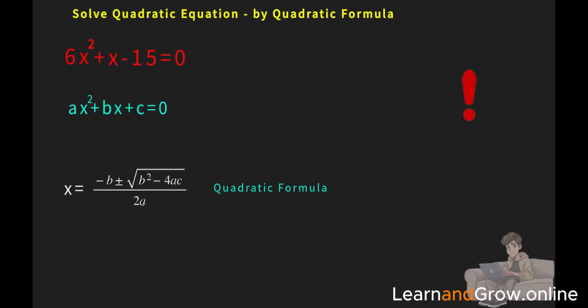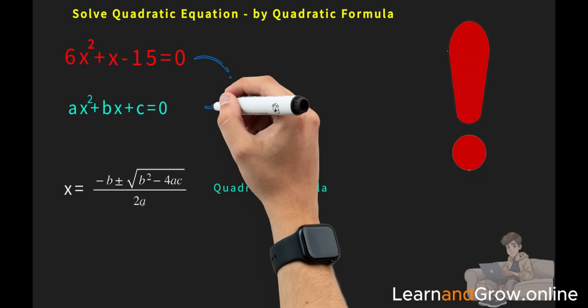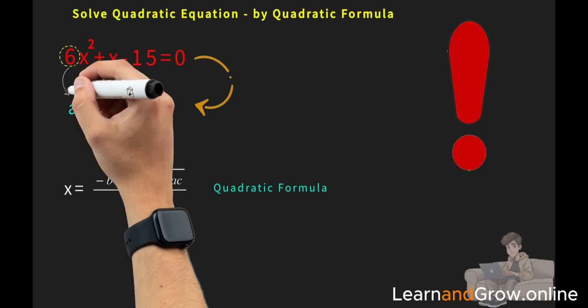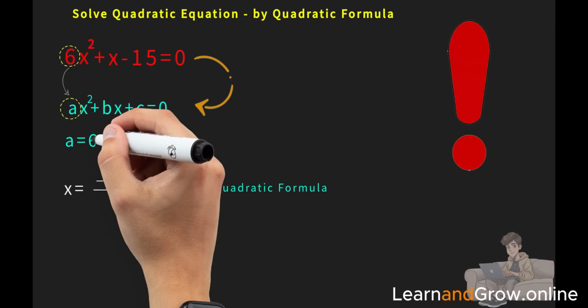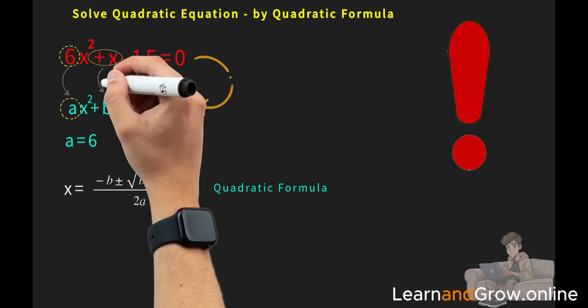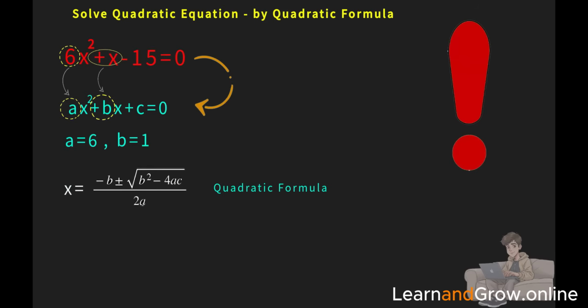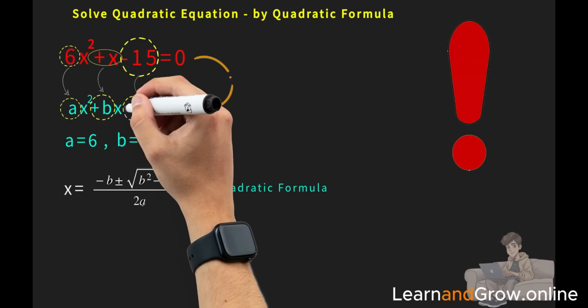Now comes the most important step, so give this your full attention. To find the values of a, b, and c, we'll compare the given equation with the standard quadratic equation. Here, the coefficient of x squared is 6, so a equals 6. The coefficient of x is 1, so b equals 1. And finally, the constant term is negative 15, so c equals negative 15.